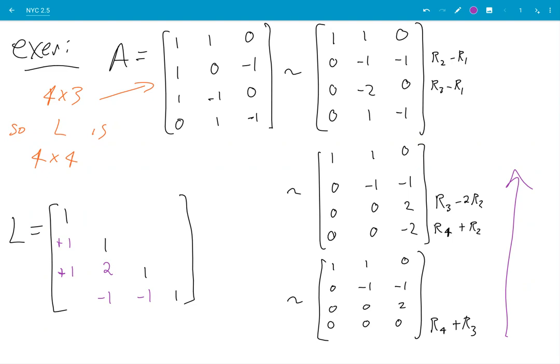Let me just double check that. Looking at my notes, yeah, it looks good. But what about this entry? Ooh, what's going on there? Well, that is a 0. It remains a 0.